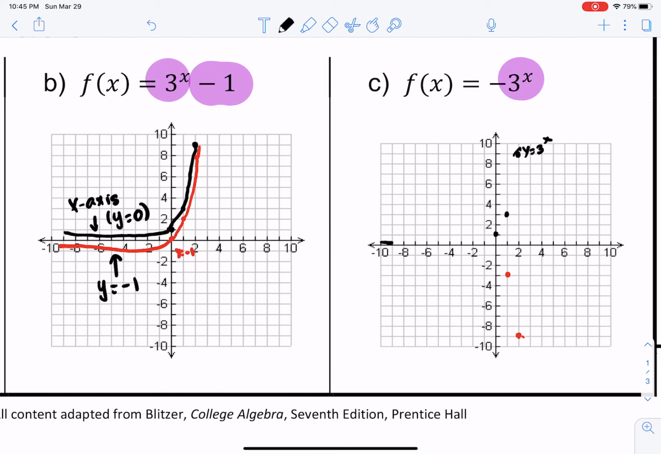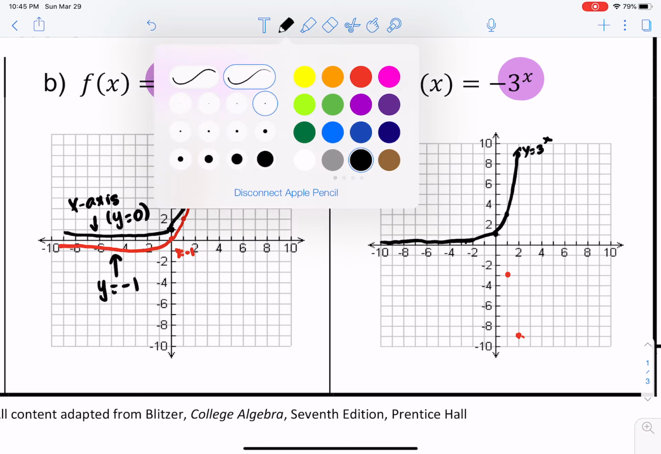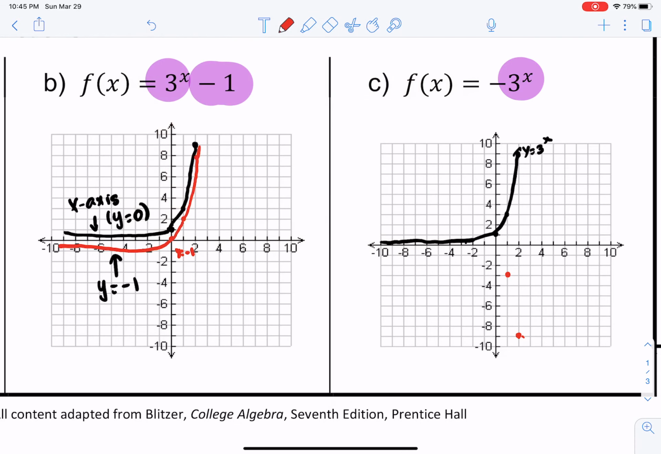Graphs are too small. And on the other side, it would simply move along the x-axis, but it has to go through those points, and it would be the reflected version of the original function, y is equal to 3 raised x.